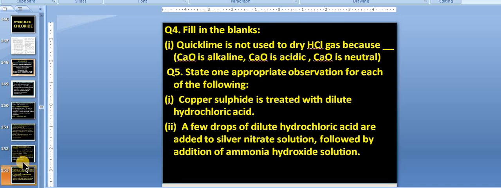Now see this question on your screen. Quicklime is not used to dry HCl gas because, you have already written the answer, calcium oxide is alkaline in nature. Yes, very good, very nice.